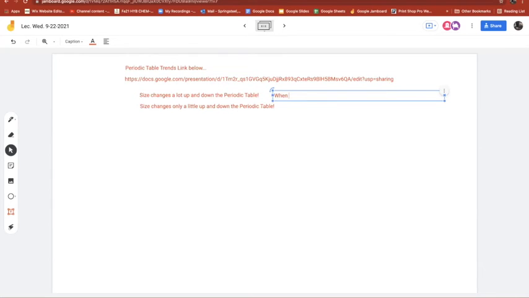Comparing bases, base strength, up and down a periodic table, size dominates because size changes a lot. Okay, then when you're comparing across the periodic table, electronegativity dominates.